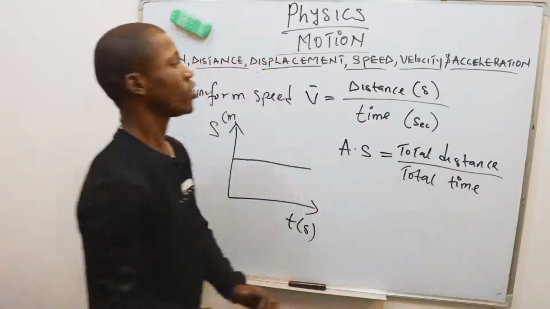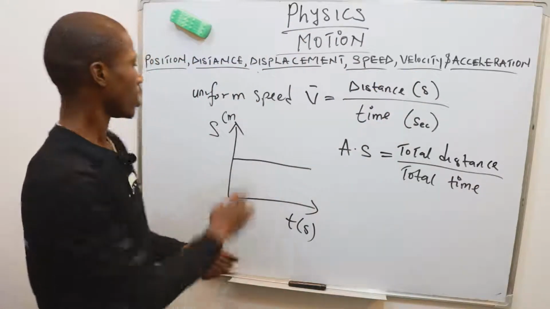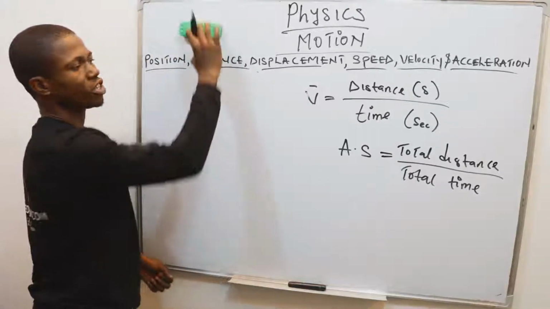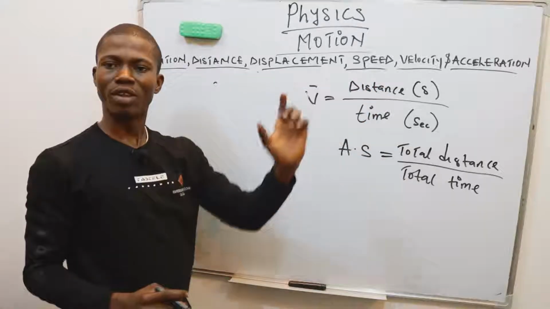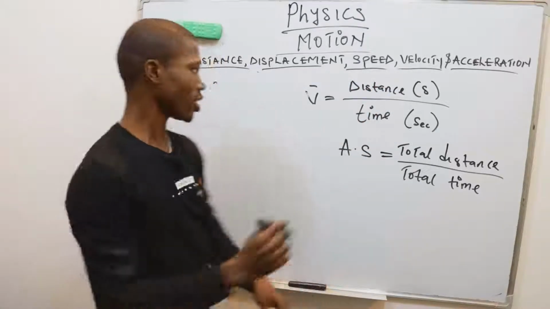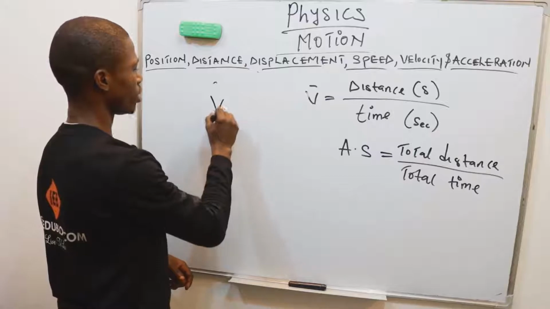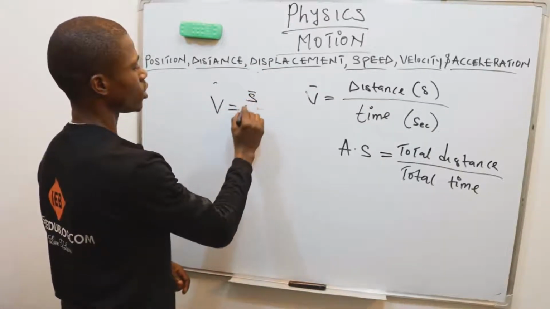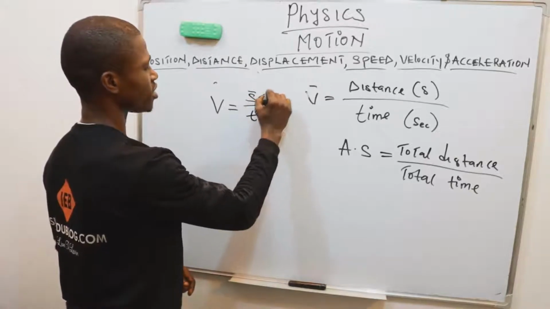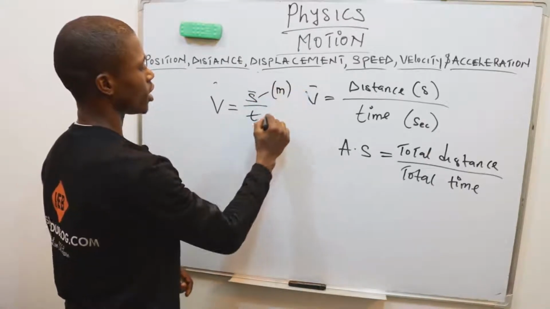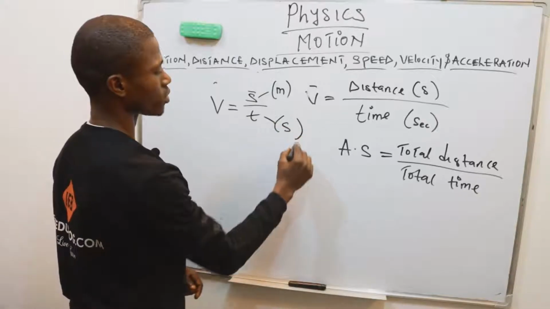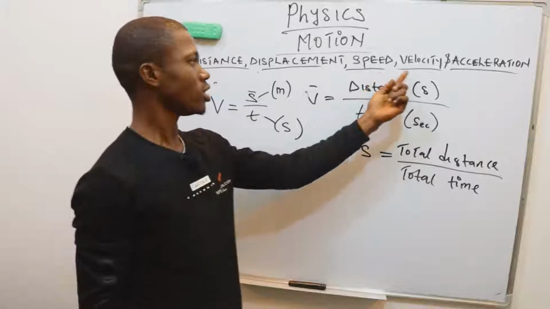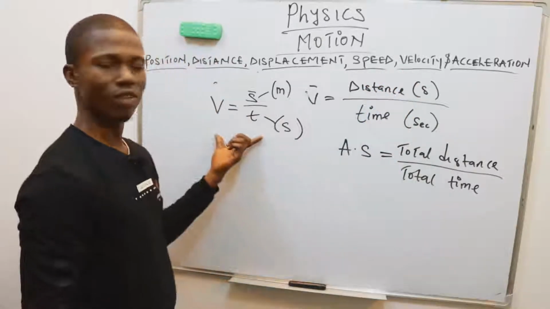Okay? Therefore, let's now quickly go over to velocity. As we know, velocity is just the rate of change of displacement over time. Velocity is simply displacement over time. So our velocity, which is v, is equal to displacement, s, all over time. This is our displacement measured in meters, and this is our time measured in seconds. And if you check velocity, displacement is a vector quantity, then velocity is also a vector quantity.